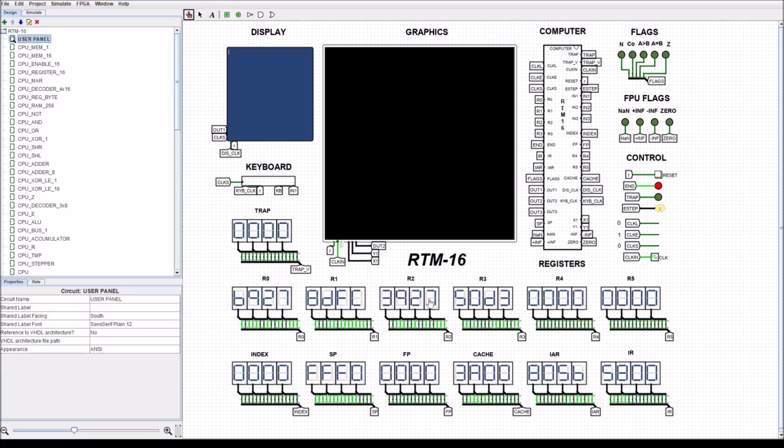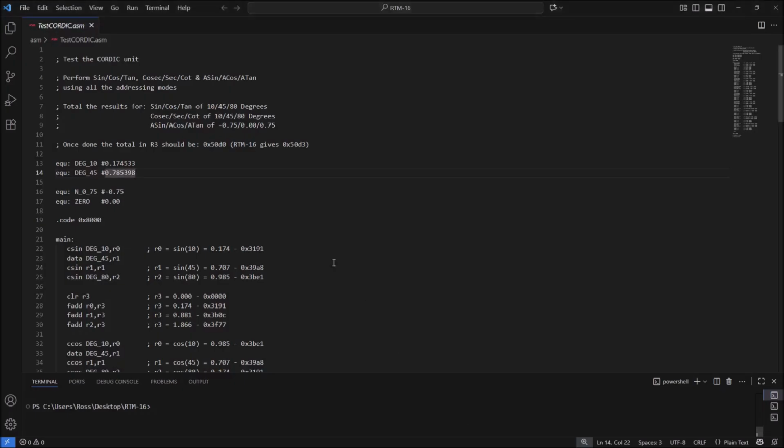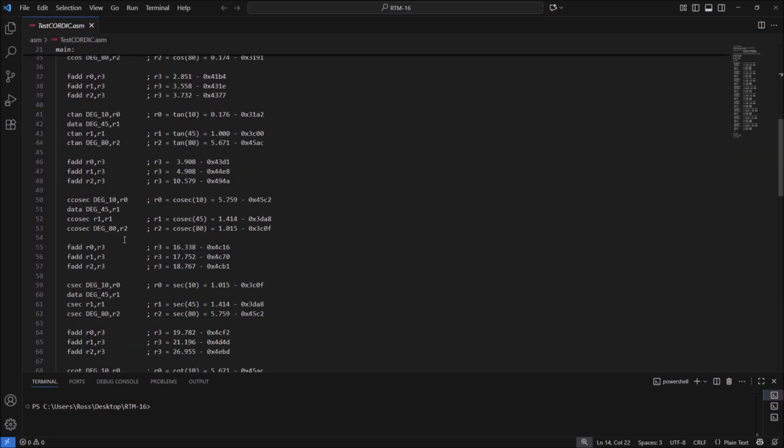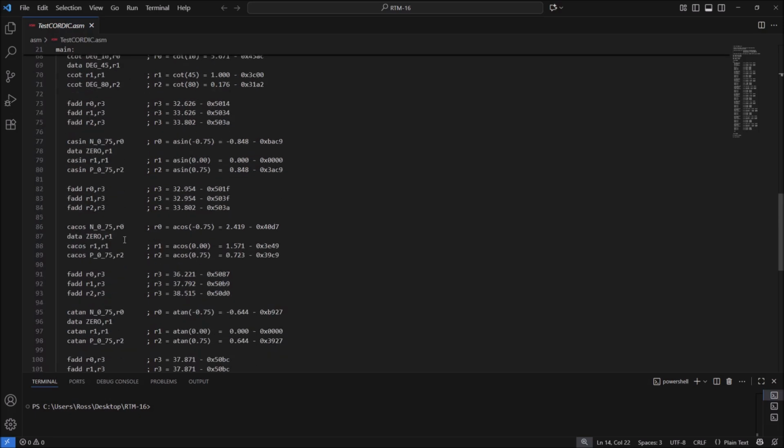So the simulation has now completely run and it's finished, and the final outcome we've got is in register R3, which is 50D3. Now let's have a quick look at the code. This is the code that we've put into the machine. It runs the sine, the cosine, and the tangent, the cosec, sec, and cot, and also the arcsine, arccos, and arctangent. So it runs these 9 different instructions over 3 different addressing modes. So we've got 27 different options, and we have them all one feeding into another.